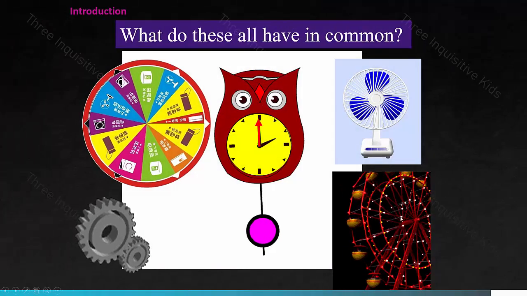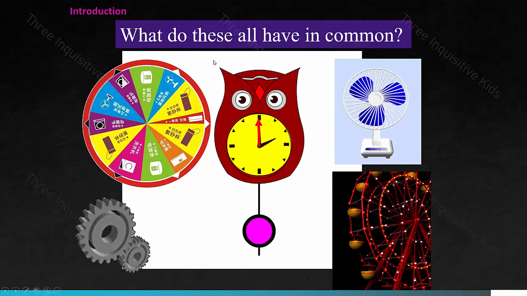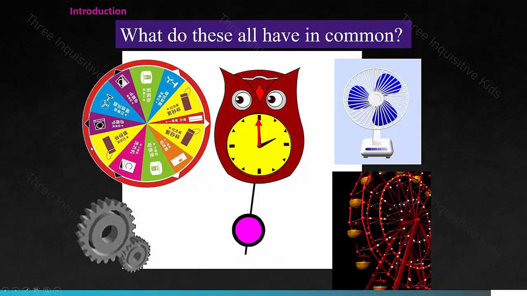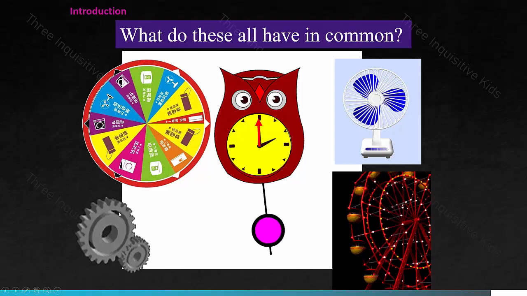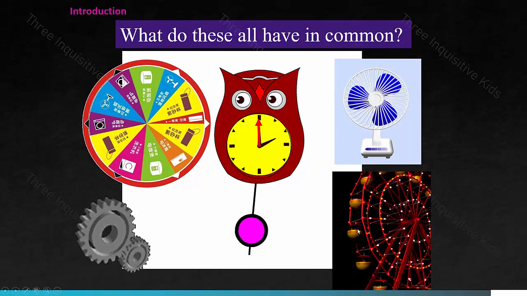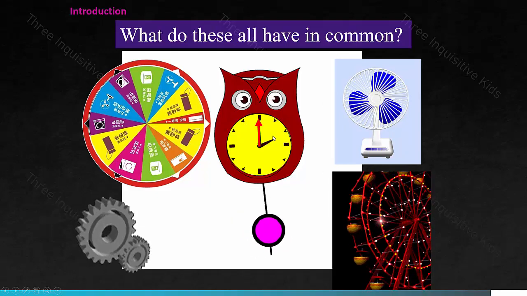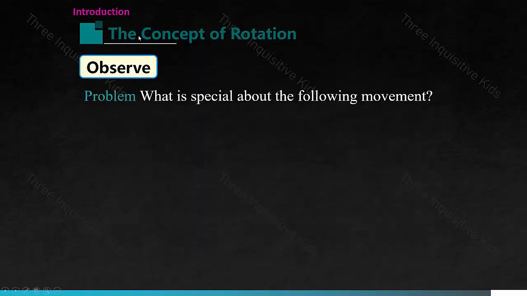So I want you to observe these images. What do they all have in common? Here, for example, we have a spinning wheel. We have gears, it looks like inside a machine. We have a fan. We have a Ferris wheel. And we also have this clock. What do they all have in common? What they all had in common was that some part of them was always rotating. And that's what we're going to talk about in this lesson.